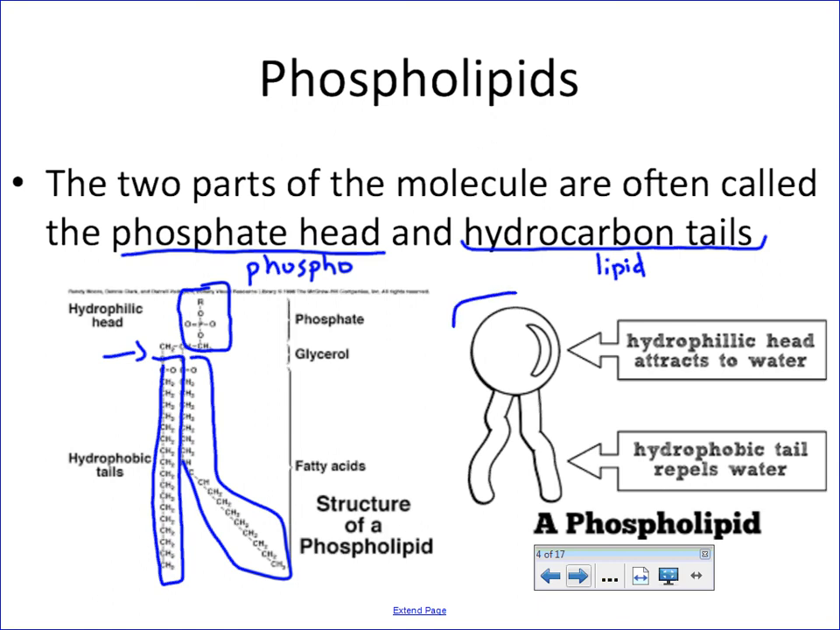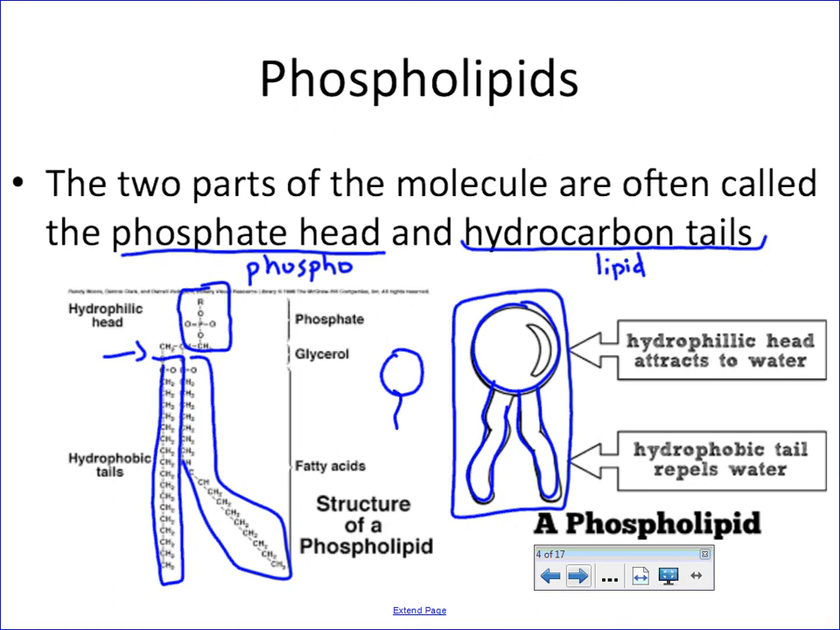Diagrammatically, we can represent a phospholipid using the following. So we can have a circle that represents the phosphate head, and then we can represent those hydrocarbon tails with just some lines. And we can even simplify our drawings even further, just to represent a phospholipid as having that phosphate head, and then some squiggly lines to represent those hydrophobic tails or those hydrocarbon tails.